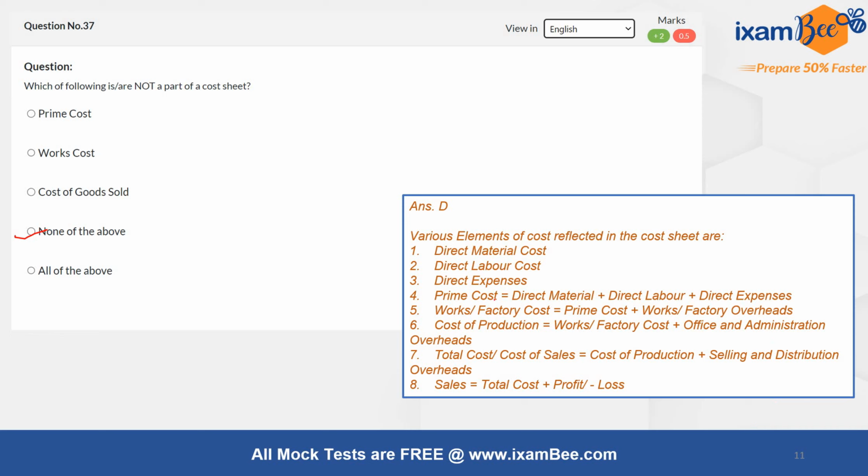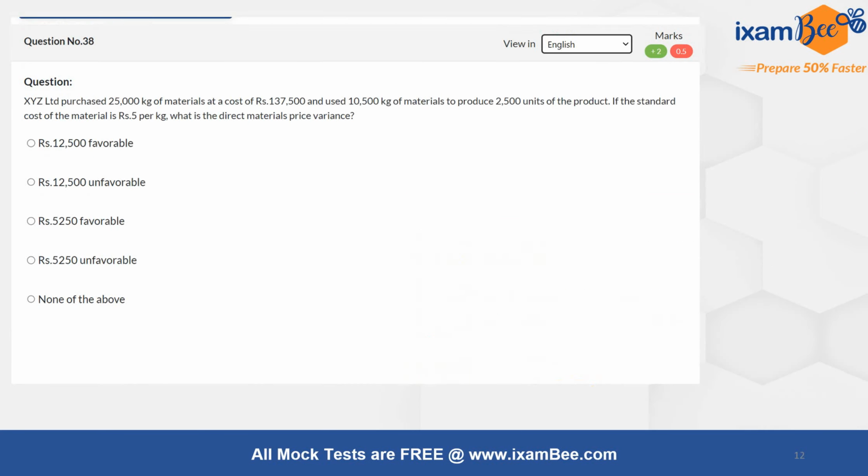When we add the factory overheads, we get the works or the factory cost. To this, when we add the admin and the selling overheads, we get the admin cost, we get the cost of production, to which we add the selling and distribution overheads to get the cost of sales. To this, when the profitability margin is added, we get the sales price, right? So the cost sheet is here, till there you can follow.